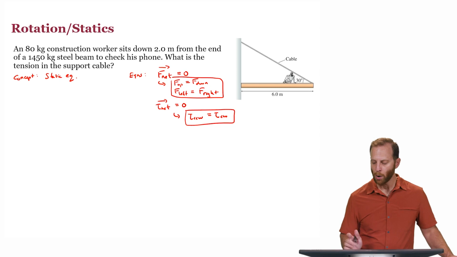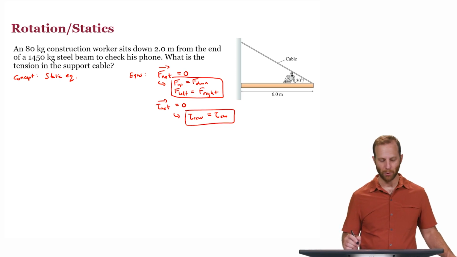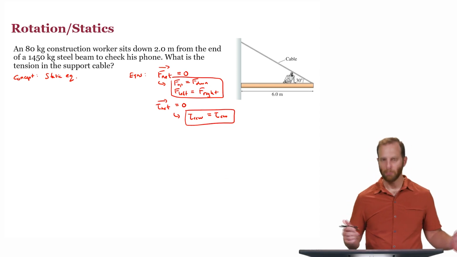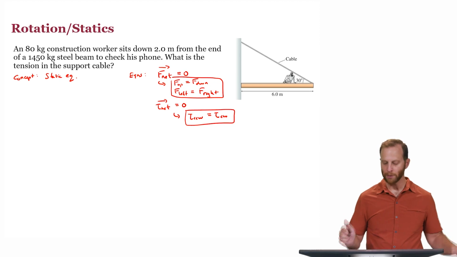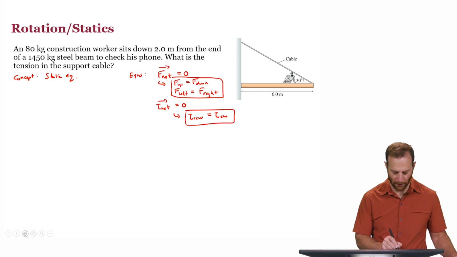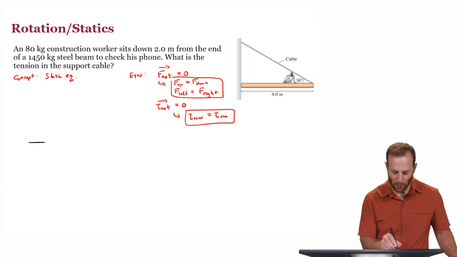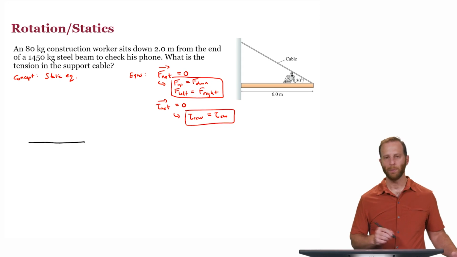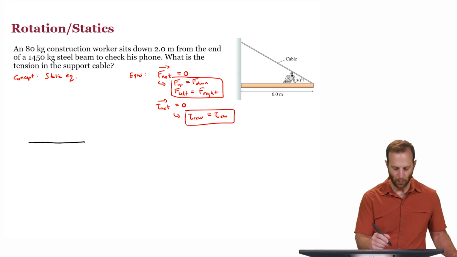We want to determine the tension in the cable, and so maybe one thing to do before we can apply these equations is to draw an extended free body diagram and figure out where the forces are acting and what we have to use to determine the answer. So let's draw this as simply as we can. There will be the beam, which has a length of 6 meters.